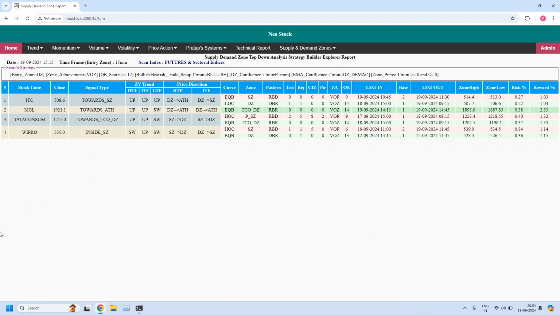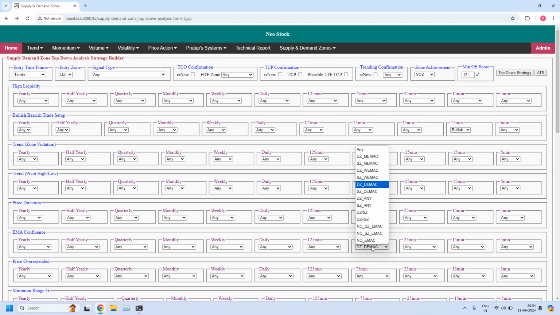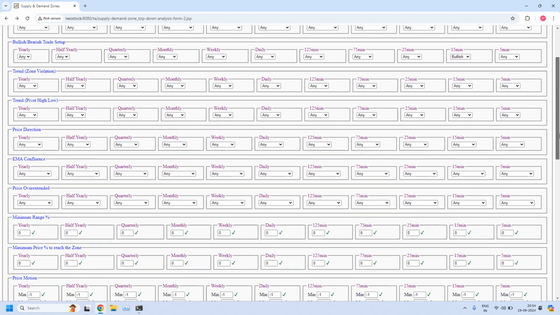Okay, now let's verify the next set of reports. So LTF, ITF, HTF confluence, how many stocks? Let us verify. First we need to remove this EMA filter. I removed the filter.